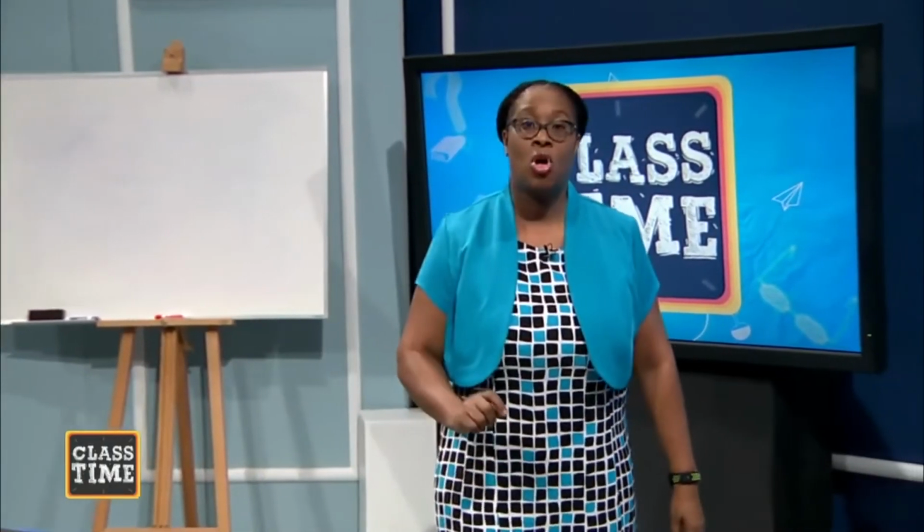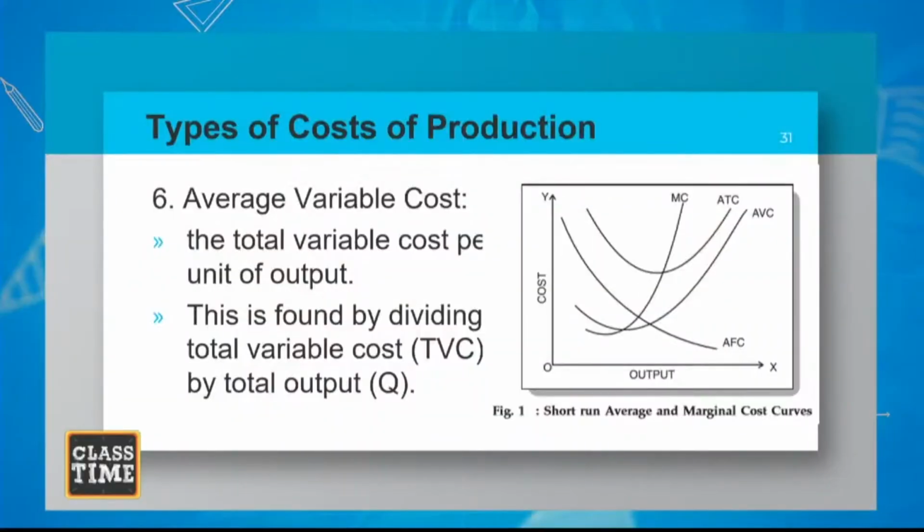Then we have what is called our average variable cost. Now your average variable cost is your total variable cost per unit of output, and you can calculate that by dividing your variable cost by the total level of output. So it is your total variable cost divided by output.